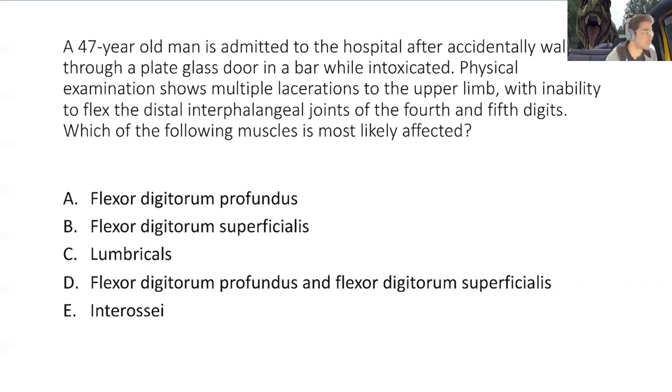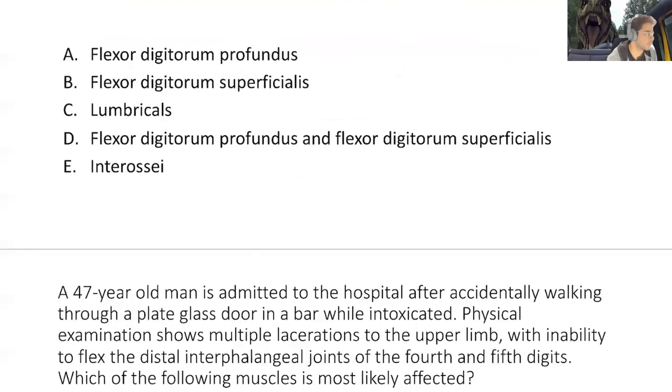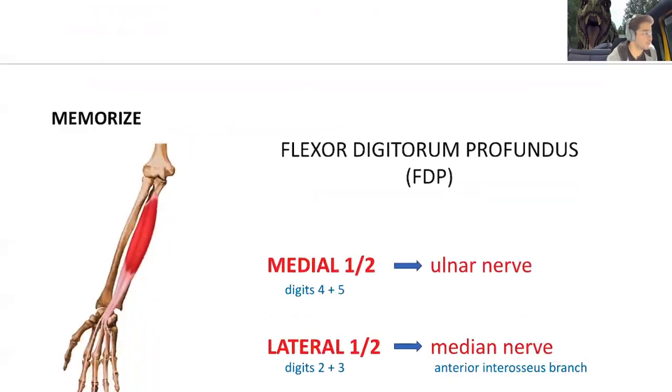Yes, it is the flexor digitorum profundus, right? Now, the way I remember this, which is the distal interphalangeal joints of the fourth and the fifth digits, is if it's distal, it's kind of profound. It's far out there. So if it's profundus, you're talking about your distal interphalangeal joints, right? And like you guys are saying, ulnar nerve, okay?